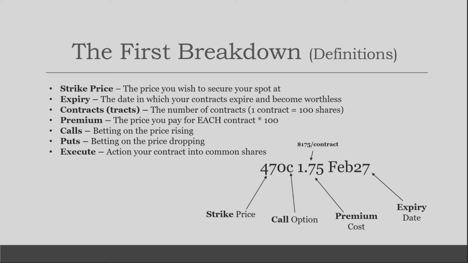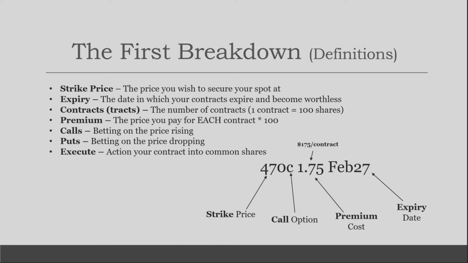At the bottom right of the slide, you will see an example of what a contract is displayed as. 470C, 1.75, February 27th. 470 is the strike price. C represents call option. If there was a P, this would represent put option. 1.75 is the premium cost.